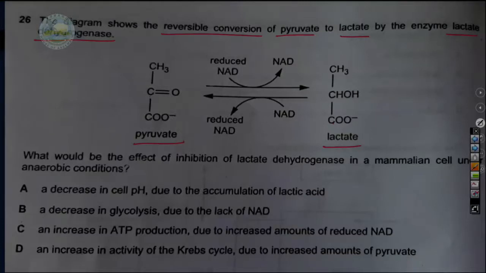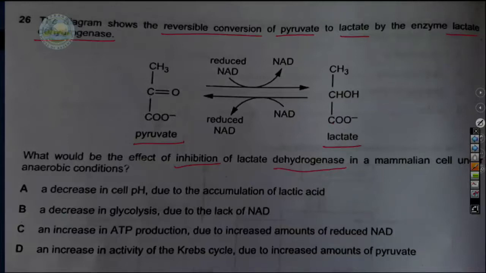And they say, what would be the effect of inhibition? We know inhibition is something that will block or prevent the activity from taking place. What would be the effect of the inhibition of lactate dehydrogenase in a mammalian cell under anaerobic conditions? What will be the effect if you block lactate dehydrogenase, which is the enzyme which is acting on the pyruvate to form lactate, under anaerobic conditions?